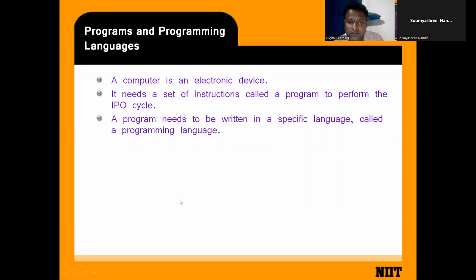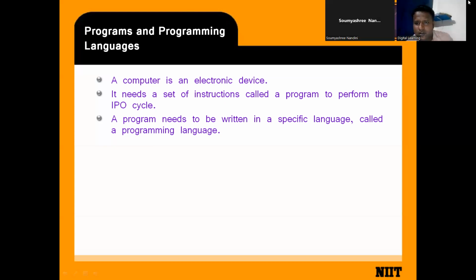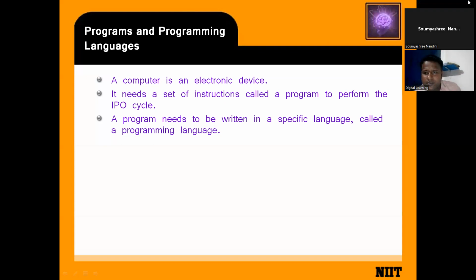A program needs to be written in a specific language called a programming language. Write this down. What is a programming language? The set of instructions which is used to do a specific task is called a programming language.